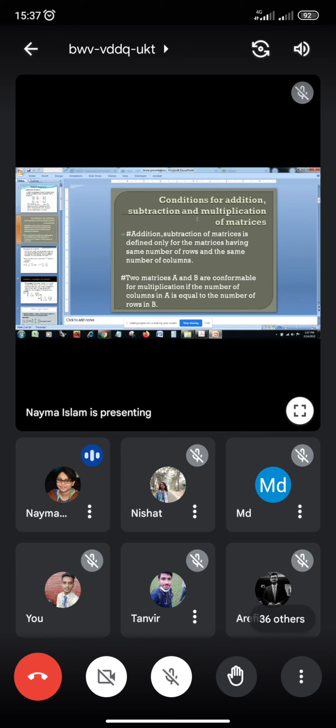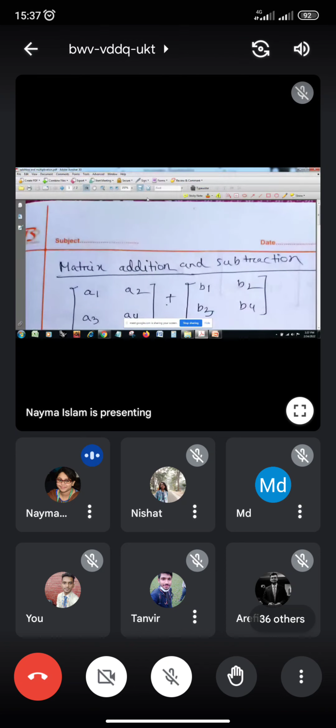Now, what is the condition for addition and subtraction? Addition and subtraction of matrices is defined only for matrices having the same number of rows and the same number of columns. Addition and subtraction of two, three or four matrices is possible only if the number of rows and number of columns of the matrices are always the same. This is the condition for addition and subtraction. I want to show you an example.